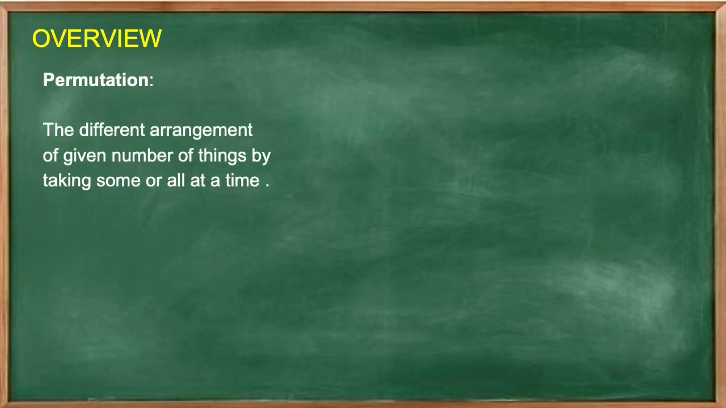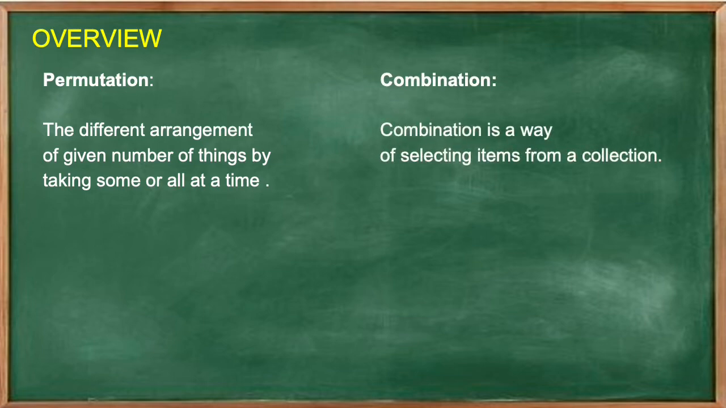Permutation: the different arrangement of a given number of things by taking some or all at a time. So basically permutations are just an arrangement of items in a list, and combination is a way of selecting items from a collection. So combination is nothing but a process of selection. Basically permutations are for lists and combinations are for groups. With permutation, every little detail matters.